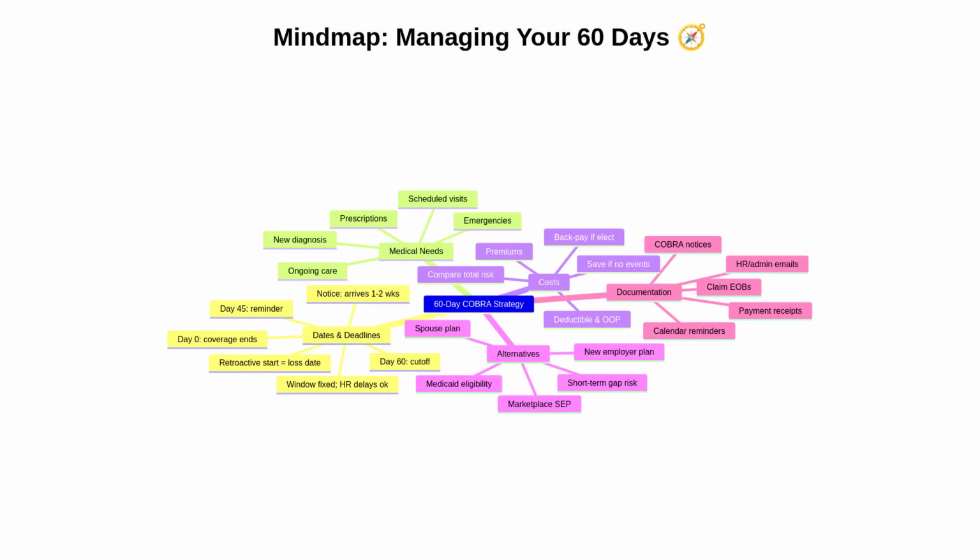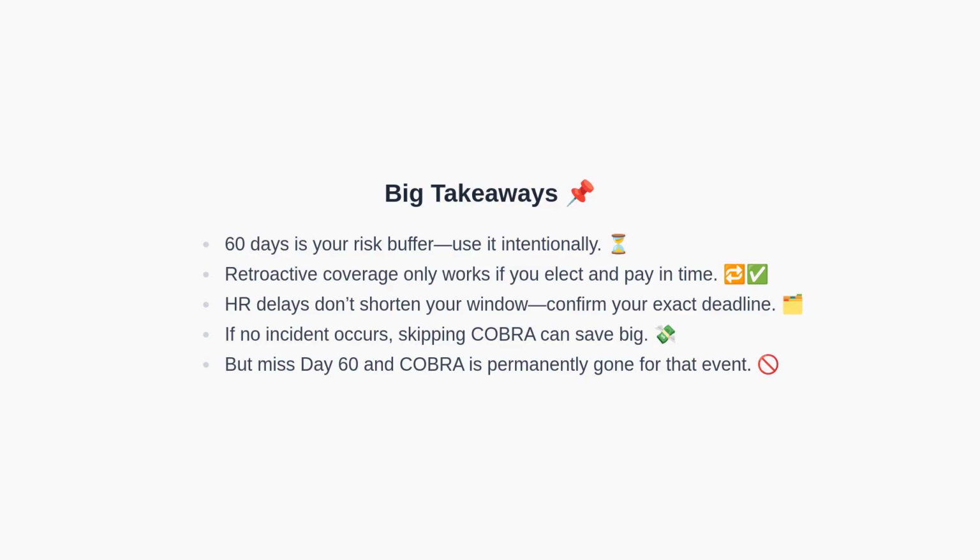Another branch maps medical needs, such as ongoing care, prescriptions, and emergencies. The costs branch highlights premiums, back pay obligations, and potential savings if COBRA is skipped. The alternatives branch covers marketplace enrollment, new employer coverage, and possible Medicaid eligibility. Finally, the documentation branch reminds you to keep notices, receipts, and explanations of benefits so you can reconcile any retroactive claims.